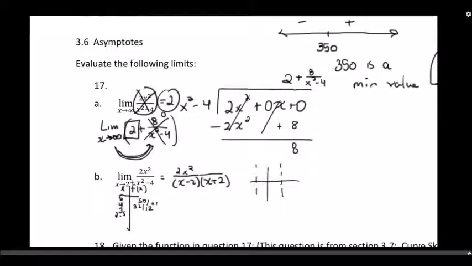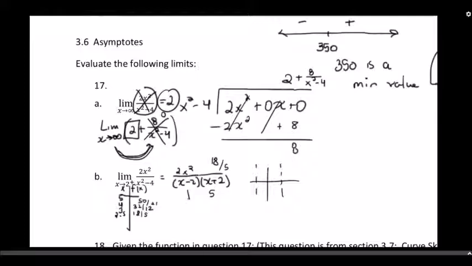Now if x is 3, 3 squared is 9 times 2 is 18. 3 minus 2 is 1. 3 plus 2 is 5. 18 divided by 5. Well, let's see, that's a little more than 3.